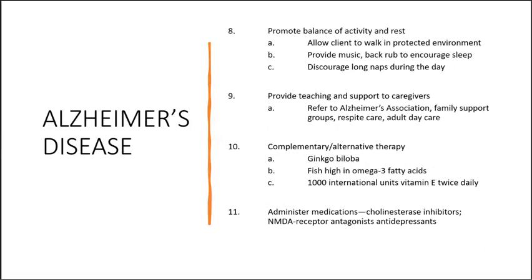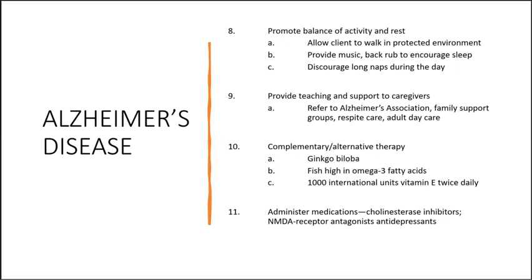Provide balance of activity and rest. Okay, you want to allow the client to work in a protected environment. He should get some form of activity. Provide music and a back rub to encourage sleep. Discourage long naps during the day so that he's able to sleep at night. Provide teaching and support to caregivers.